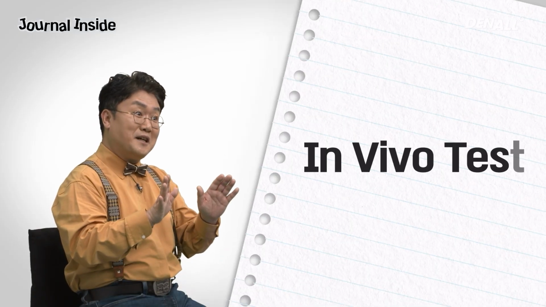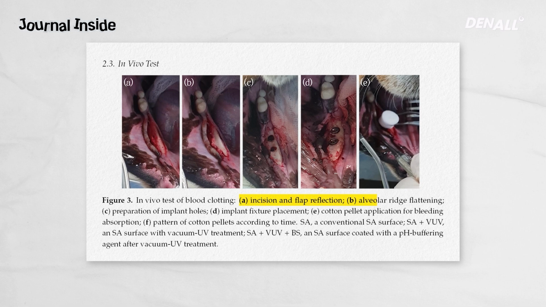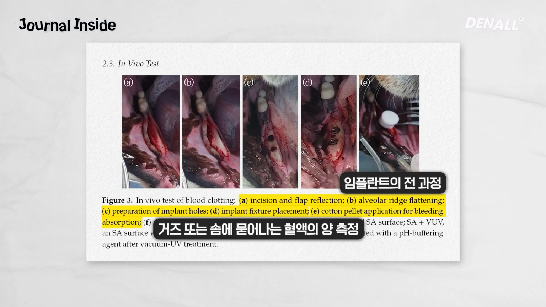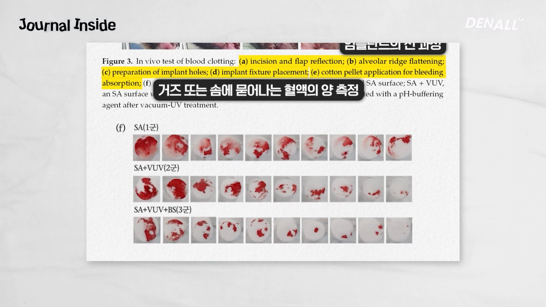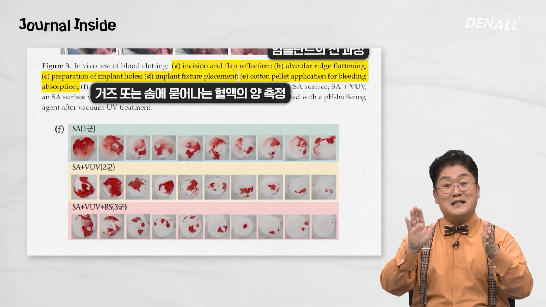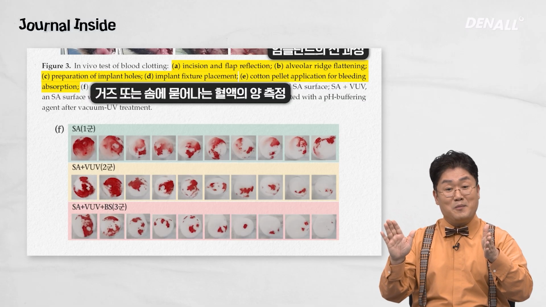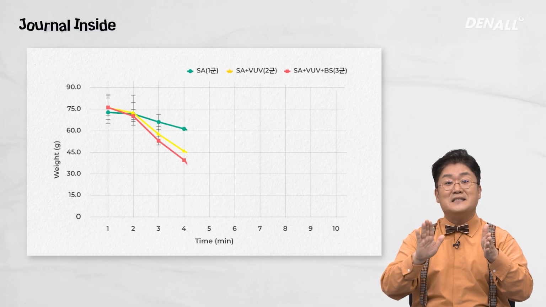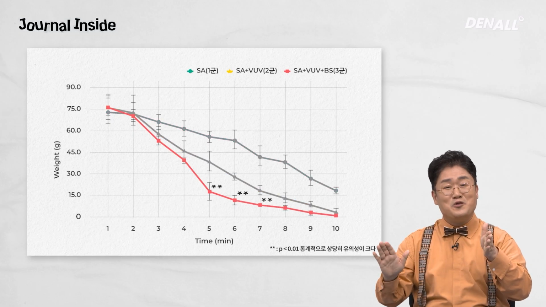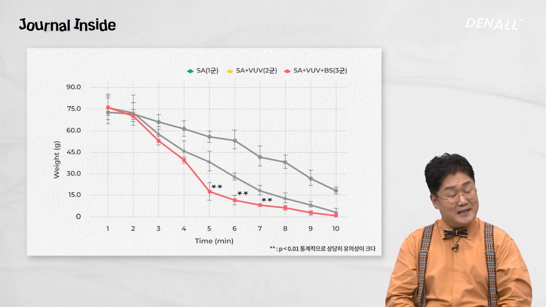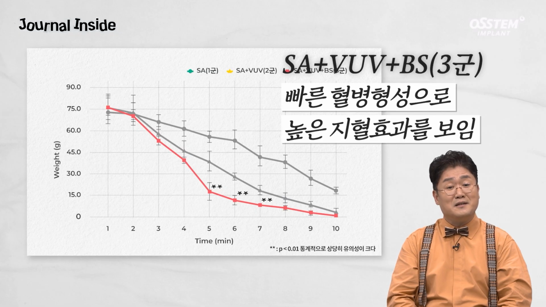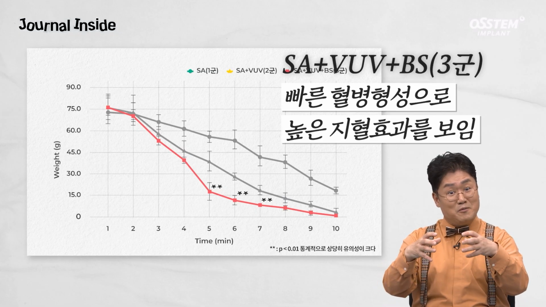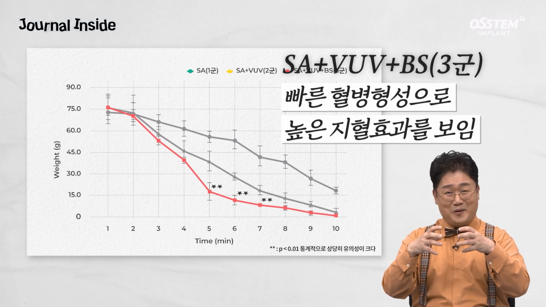We also conducted animal experiments. Blood from all the procedure, including incision, flap reflection, drilling, and implant placement, was absorbed using gauze or cotton, and the amount was measured. When comparing groups 1, 2, and 3, the amount of blood was definitely the least in group 3, enough to be statistically significant. In summary, the rapid formation of blood clots demonstrated a strong hemostatic effect.